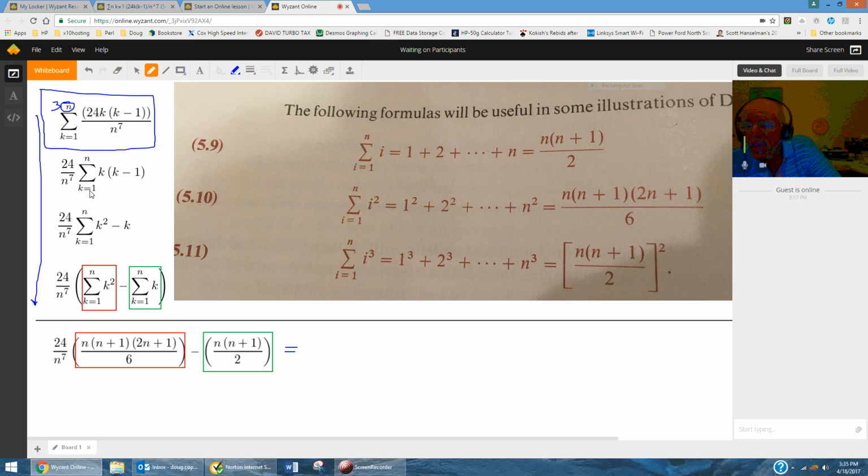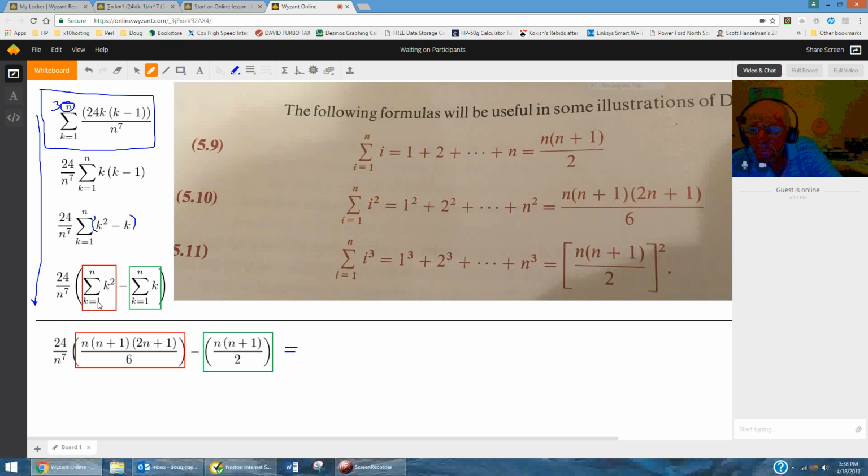However, as k varies from 1 to n, we're going to be summing n terms of k times k minus 1, and the idea is, can we come up with a formula in terms of n instead of using summation notation? The thing I did here, k times the quantity k minus 1, and then I used another theorem: the sum of a difference can be broken apart into the difference of the sums.